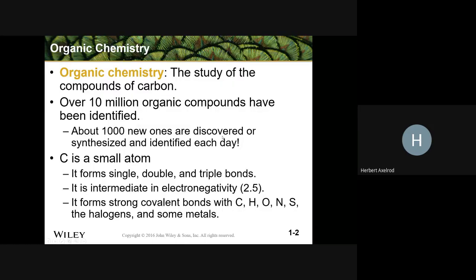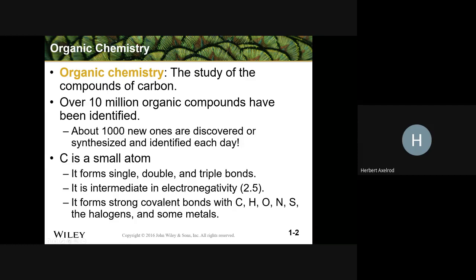Well, first of all, organic chemistry is the study of the compounds that contain carbon. Now, carbon can form chemical bonds in many, many different ways, and that results in over 10 million organic compounds that have been identified. And of course, many more are being discovered every day. Carbon has versatility in its bonding. It could form single, double, and triple bonds.